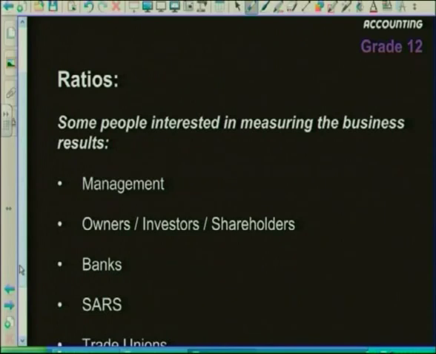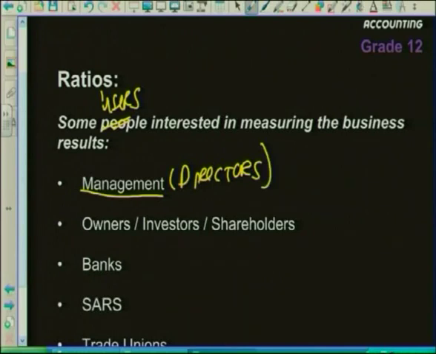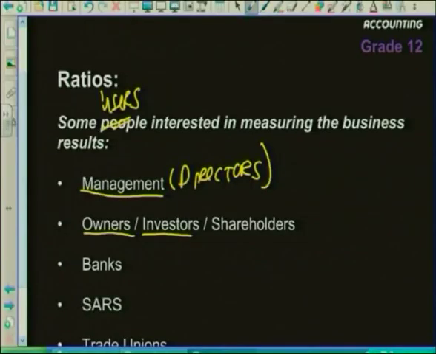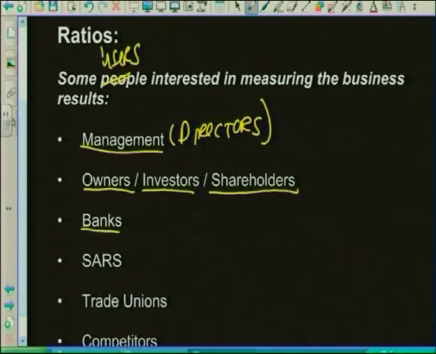Right, still on ratios, we're now looking at some people that are interested in measuring the business results. In other words, again, we're looking at the users of this information, of your ratios itself. Management, here we're referring to your directors, because remember, they want to know how well the company has performed under their management. The owners, here we're looking at your investors, specifically your shareholders. Then we have other users being your banks, whether they can grant the company an additional loan or not based on the information, based on the ratio analysis.